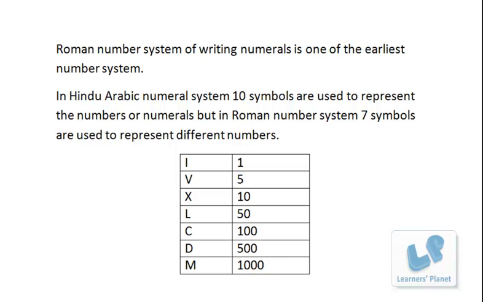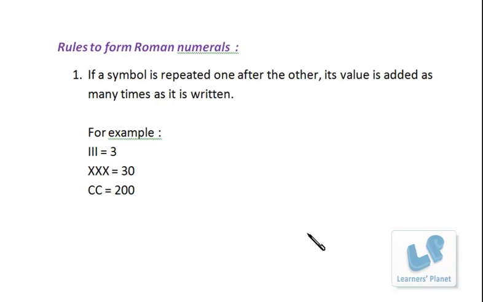Kids, we can form different Roman numbers using these 7 symbols, but we have to keep some rules in mind. So let's discuss these rules. Now, the very first rule is, if a symbol is repeated one after the other, its value is added as many times as it is written. Here we can see 3 I's.